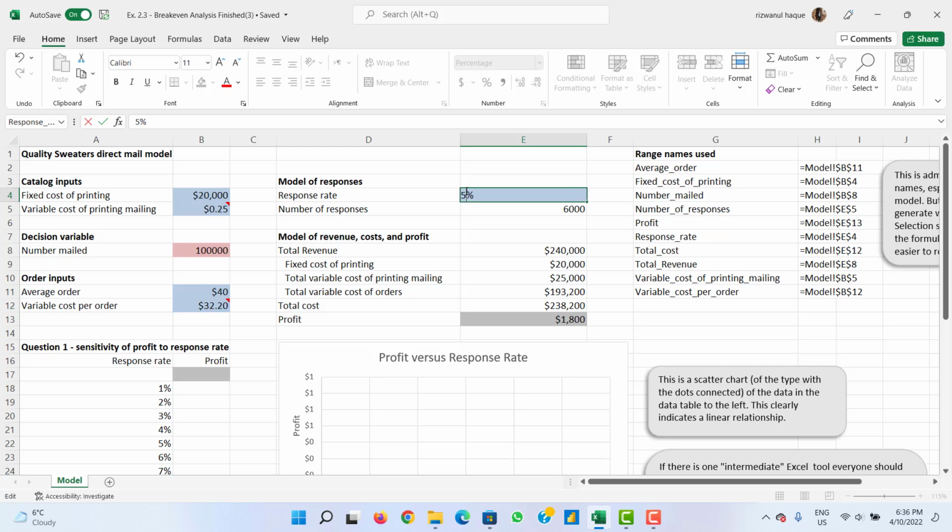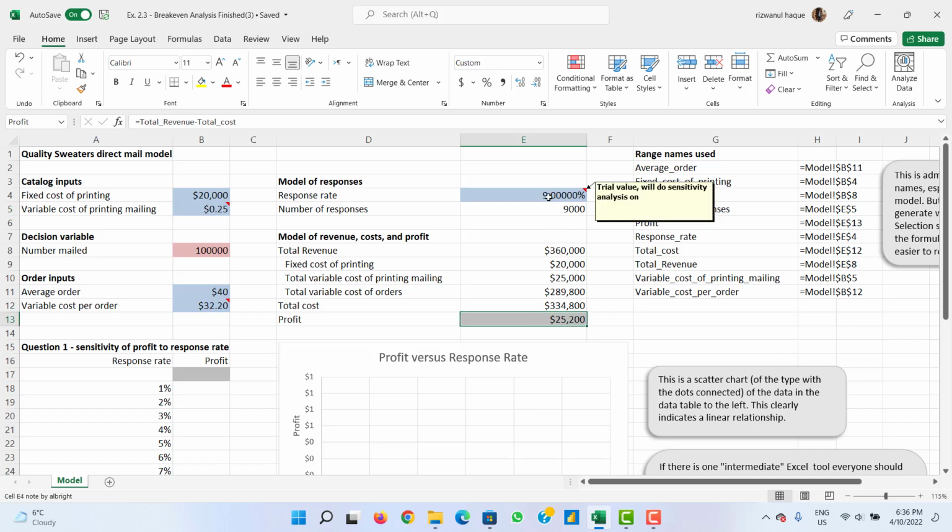So if it is 5%, it is still a loss. If it is 9%, I have a profit of $25,200. Now I want to know at what response rate my profit would be zero. That means it would be the break even, the point when you are neither making any money nor losing any money. So it is the break even point of your business.